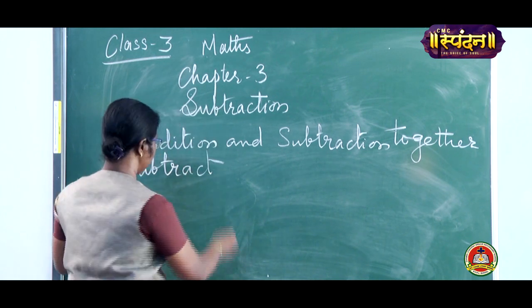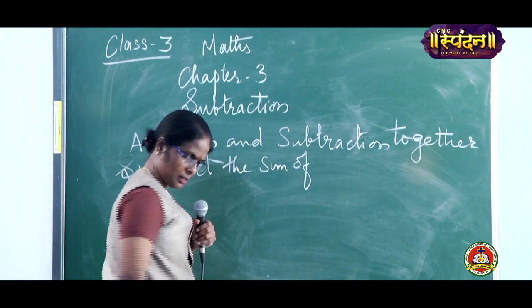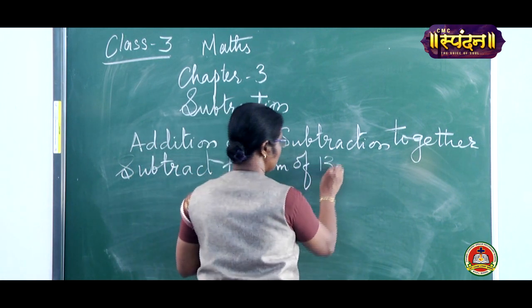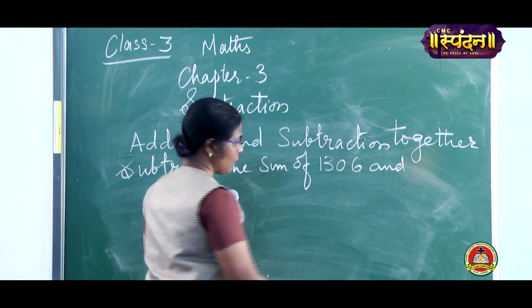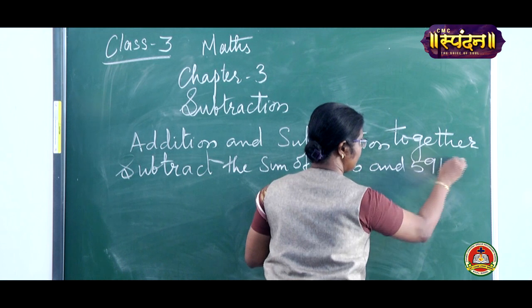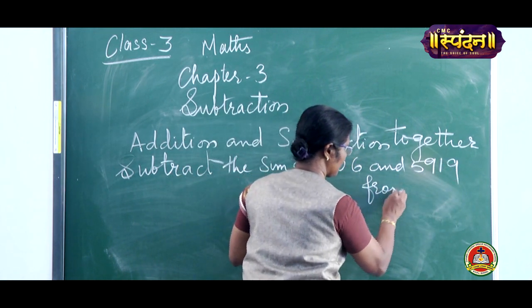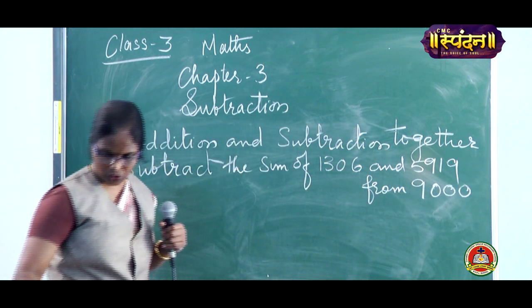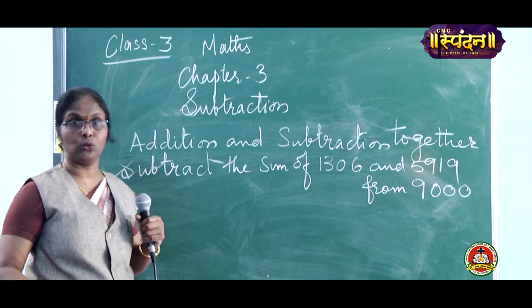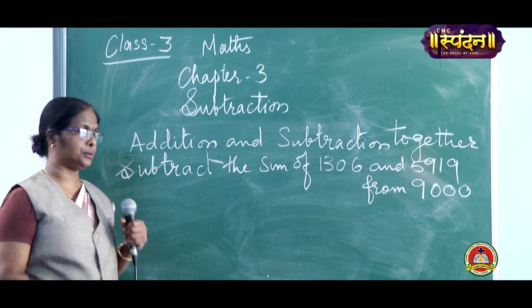Subtract the sum of 1306 and 5919 from 9,000. You have to understand that here it is not directly given which two numbers you have to add. It's not given with a plus or minus sign. You have to put that in yourself.